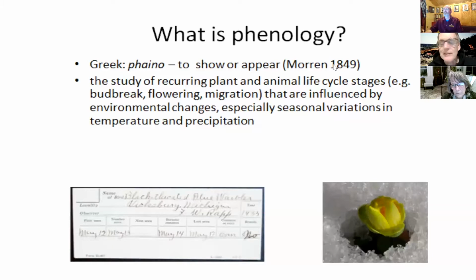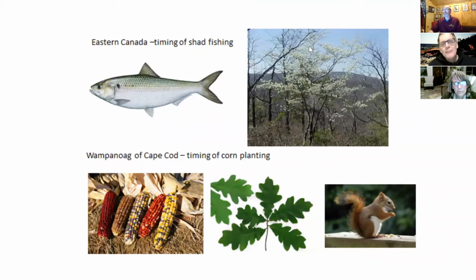Next. Okay, so again, this fits in well with what David was talking about in terms of the shad bush or the Juneberry. The shad fish would be swimming upstream in Canada, and that's when you would harvest that fish, when the Juneberry was blooming. Or you may have heard of planting the corn when the oak leaves are the size of a squirrel's ear. So that's when you're supposed to be planting your corn. Okay, next.